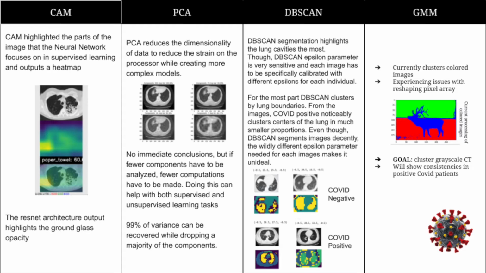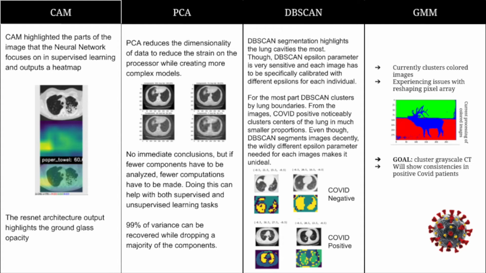PCA was able to successfully reduce the dimensionality of our data. For most test cases, 99% of the variance was able to be recovered while dropping a majority of the components. However, no immediate conclusions can be made, but doing this can help quicken the training of our supervised learning models. This is because if fewer components have to be analyzed, fewer computations have to be made, and thus our training time will decrease while still yielding an accurate model. This could help with both unsupervised and supervised learning tasks, like DBSCAN and neural networks.